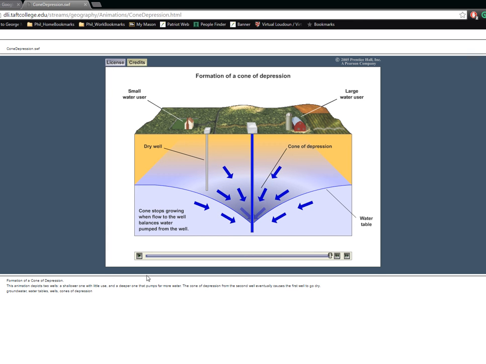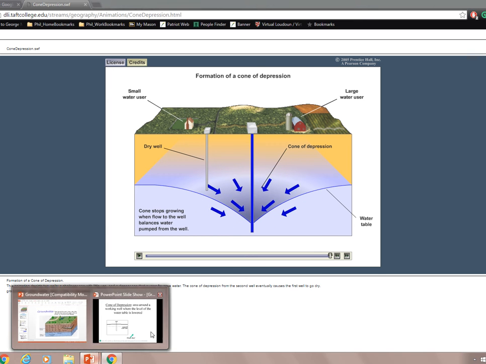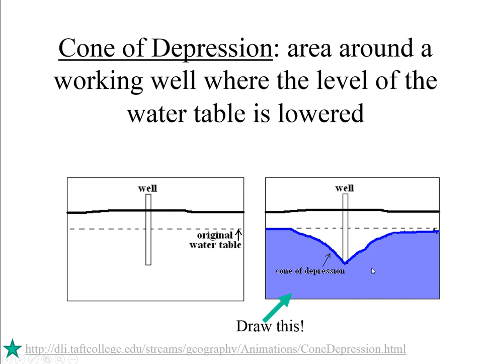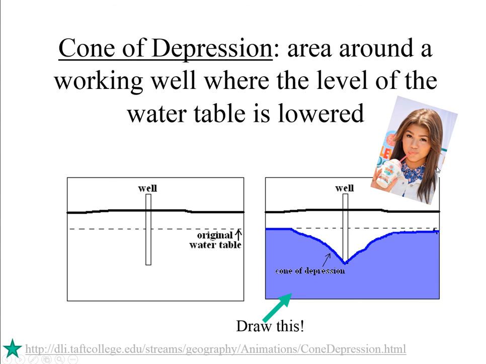And it's just like when you are drinking a Slurpee, and when you drink too fast and all of a sudden the area right around the straw becomes empty of all the good flavor. That's the same idea here, so please draw in the cone of depression. The flavor has been sucked out right next to the well, and that's the cone of depression.